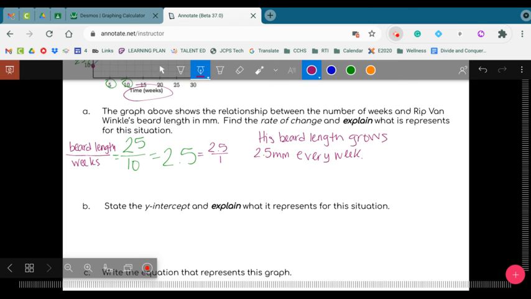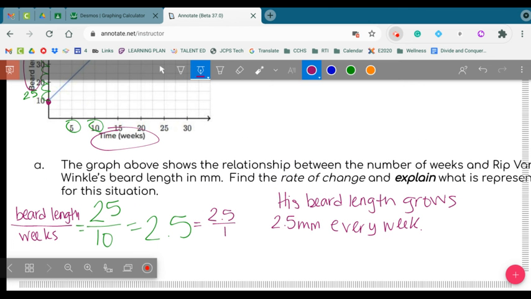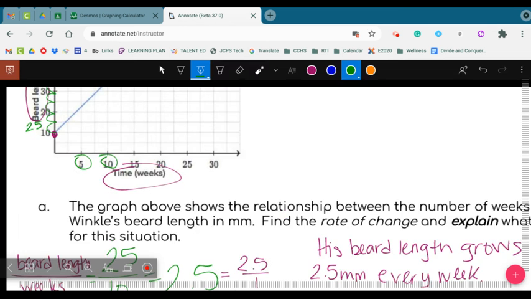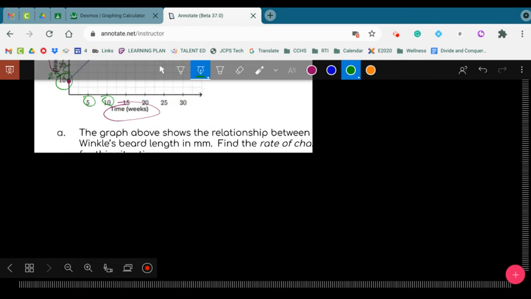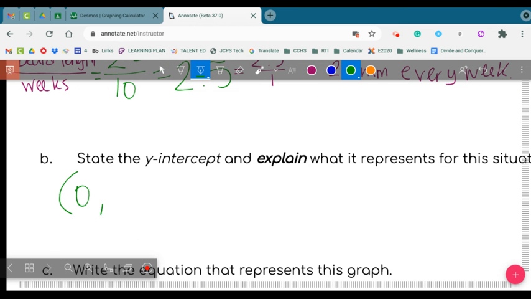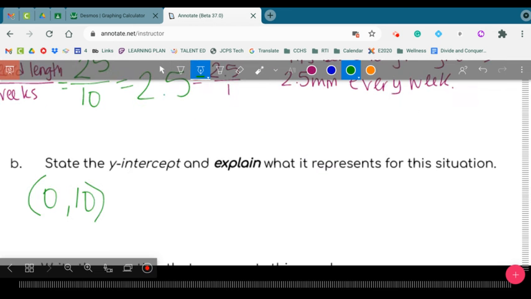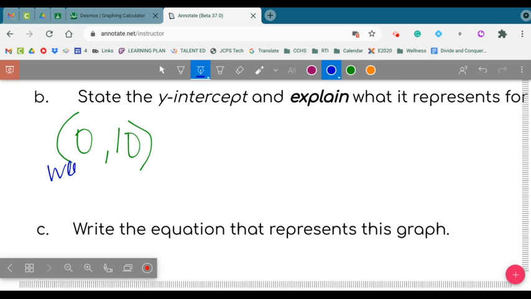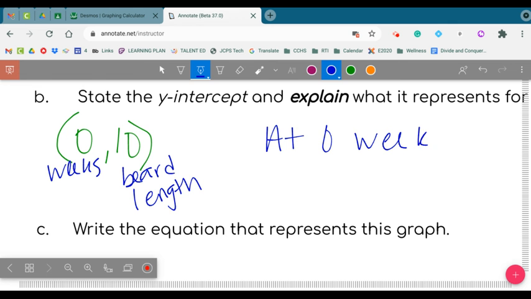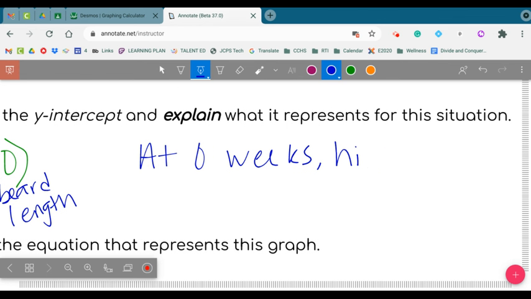Now the next one is state the y-intercept and explain what it represents. So our y-intercept is right here at 10. So (0, 10). What does this mean? So look at your x values, number of weeks. So at 0 weeks, because our x is weeks and our y is beard length. So this means at 0 weeks, his beard is 10 millimeters long.